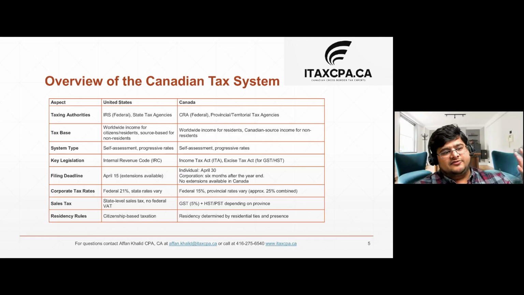And then finally, from a Canadian perspective, the taxes are based on residency, not citizenship, unlike the US. And residency in Canada is determined based on your primary residential ties and where you are physically located. So if I have a home, or I have my spouse, family, kids, dependents living in Canada as an individual, then I will be considered a resident of Canada.